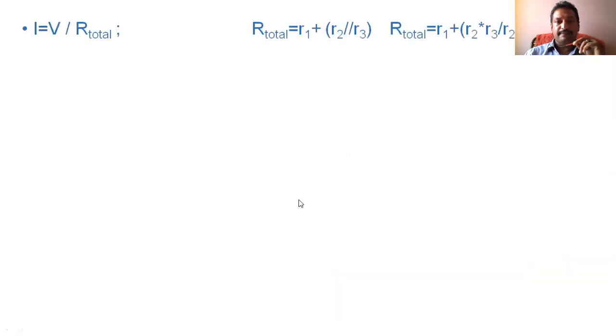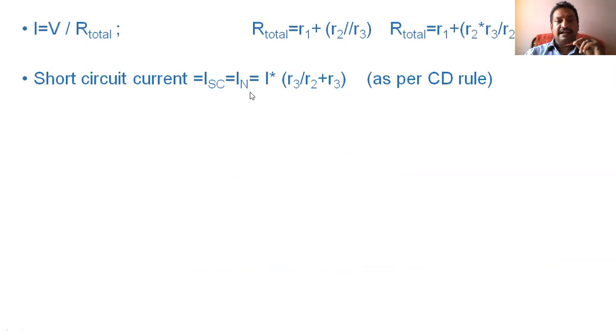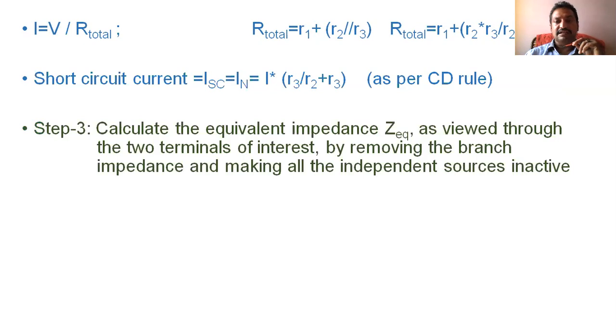See here, same. ISC or IN is equal to I into R3 by R2 plus R3. So this is as per the current division rule. We find this short circuit current, which is also called the Norton current. Then follow step 3.